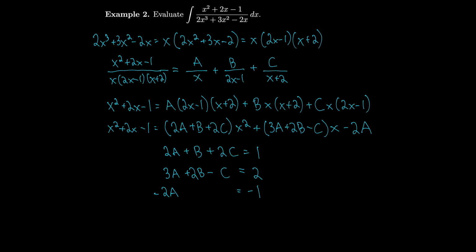So let's see, that immediately gives us the value of a. If minus 2a equals minus 1, then that means that a is equal to 1/2. So we can plug back in for a, and if I take the second equation, this one, and I multiply it by 2, then I get 4b minus 2c.